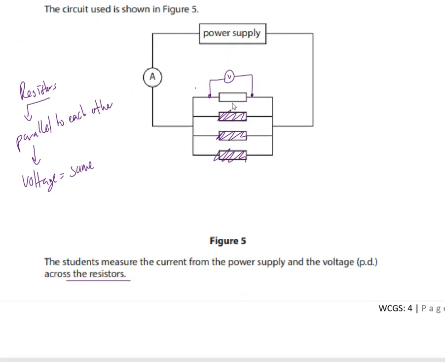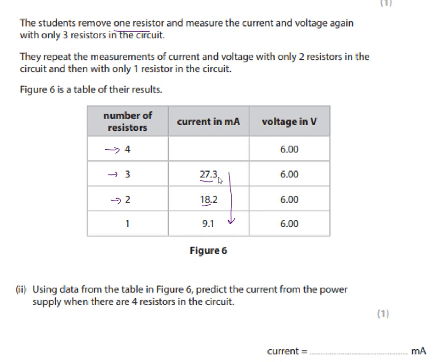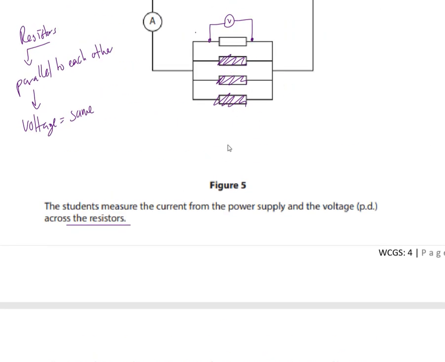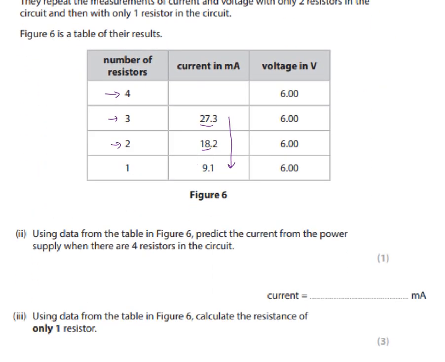Because when you have these 4 resistors, the total resistance is smaller compared to this one. Now we need to work it backwards. How can we do this? Okay, now let's take what we got. When we have 3 resistors, and then it goes down from here to here, the difference is 9.1. Now from here to here, the difference is 9.1. So this means that the difference from here to here will also be 9.1.